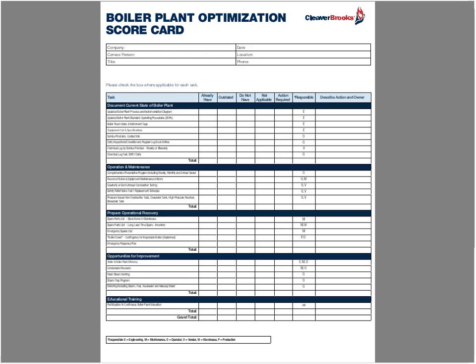One category is documenting the current state of the boiler. The others are operation and maintenance, prepare for operational recovery, and then opportunities for improvement and educational training. That's for a facility to self-evaluate how they look at their facility in these areas, which really mirrors what we've been talking about with boiler plant optimization and the topics that Steve Connor shared with us a moment ago.